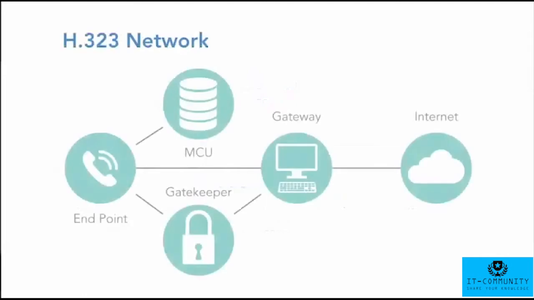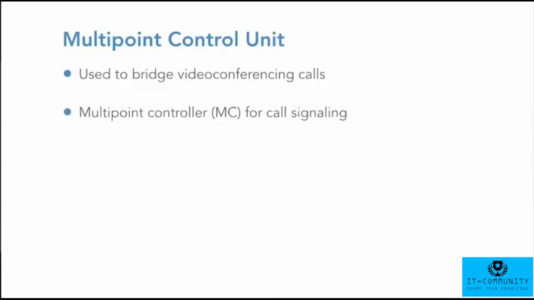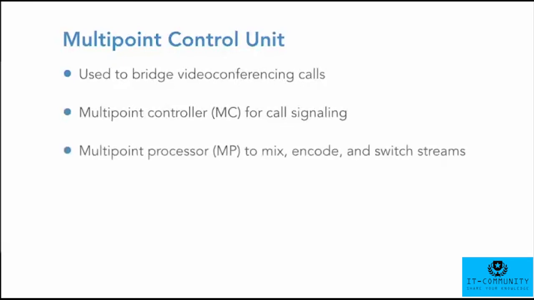An H.323 network is made of several components, such as endpoints or terminals, a gateway, and a multipoint control unit. This is used to bridge video conferencing calls, and it includes a multipoint controller for call signaling and a multipoint processor to mix, encode, and switch streams.